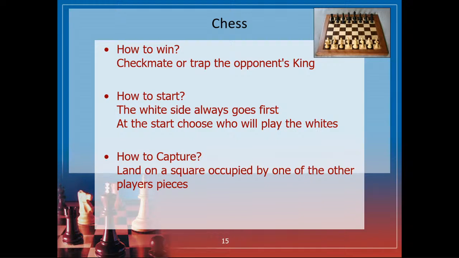How to start: the white side always goes first. At the start, choose who will play the whites. Either you can roll a piece, whose piece points at wins. In class, sometimes we'll do the classic rock, paper, scissors, just to keep it lively. How to capture: land on a square occupied by one of the other player's pieces.